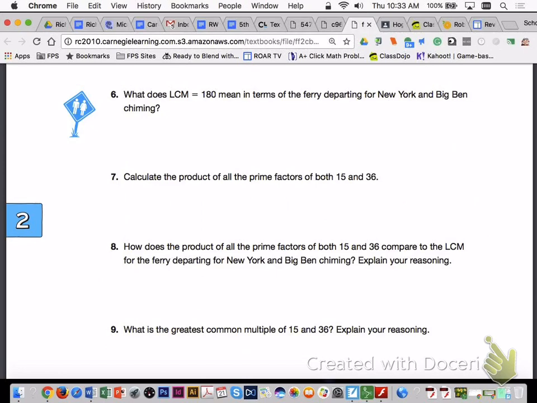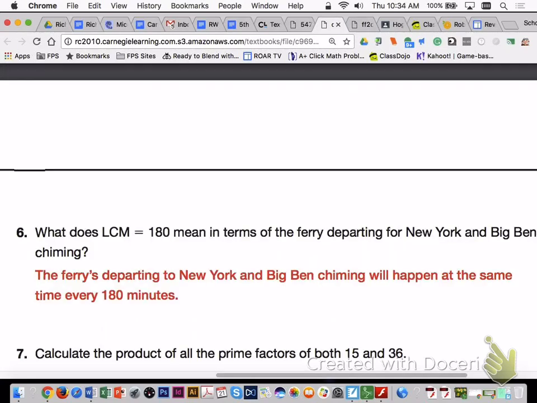Please turn to page 64 and answer number 6 with your group. For number 6, the ferries departing to New York and Big Ben chiming will happen at the same time every 180 minutes.